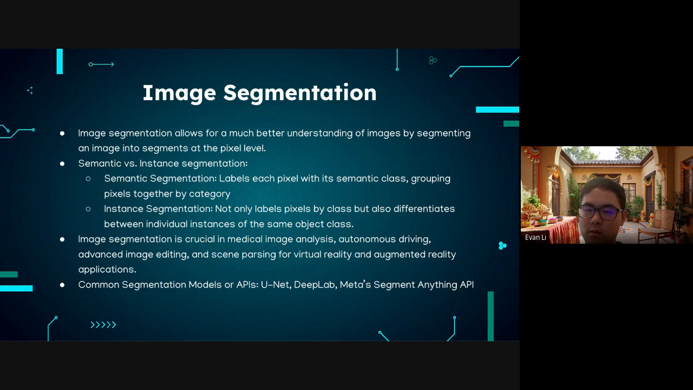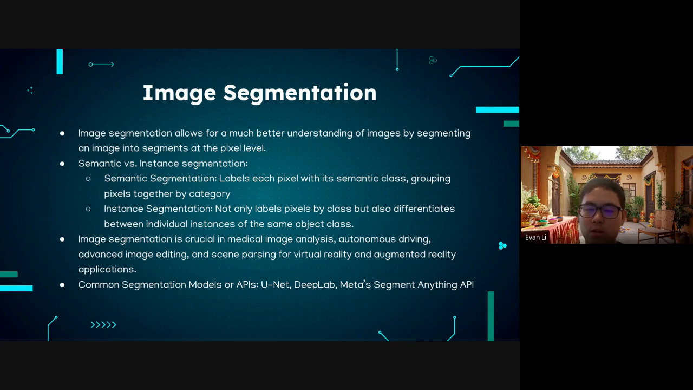Semantic segmentation focuses on labeling each pixel according to its semantic class, such as road, sky, building, vegetation, or person. It groups together all pixels that belong to the same category, effectively creating a pixel-wise classification map of the scene. Instance segmentation is a more challenging and refined task that builds upon semantic segmentation. It not only labels pixels by class, but also distinguishes between individual instances of the same object class.